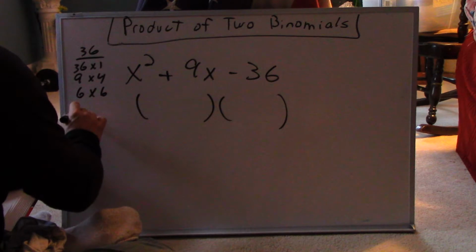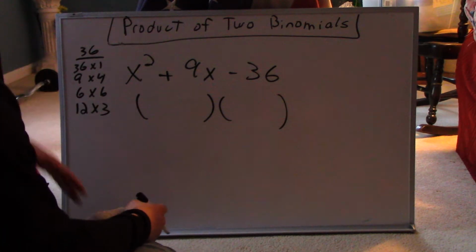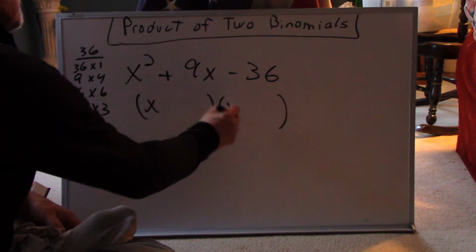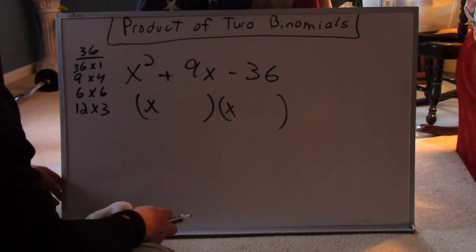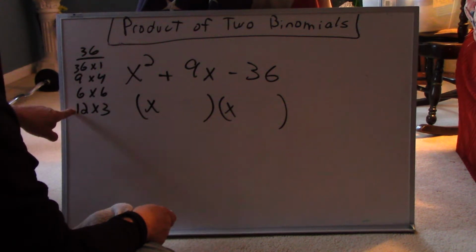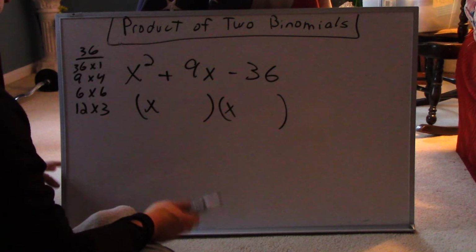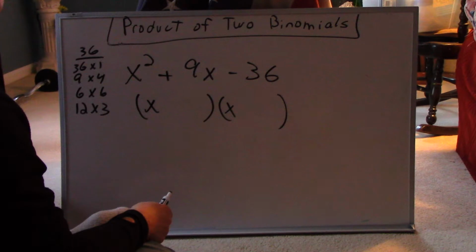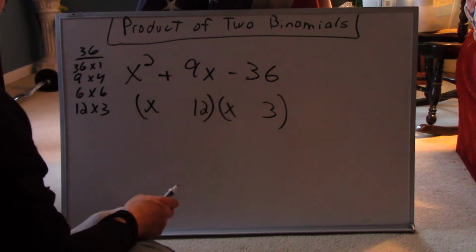12 times 3. Yep. So those are the factors of 36 that I can think of offhand. Now the question is, which factor pair, if I add or subtract, will give me a 9? Oh, I think I see it. 12 times 3. Because 12 plus 3 is 15, but if I subtract 3 from 12, I get a 9. I think that's it. Yes, I do. Let's see if I'm right.